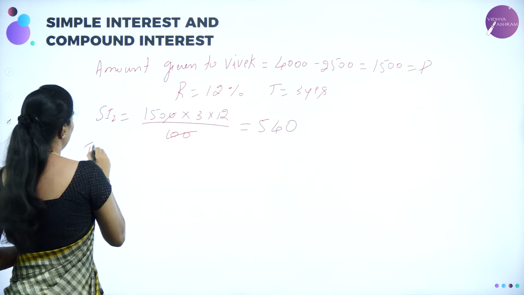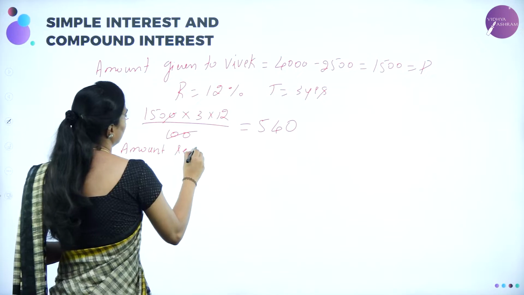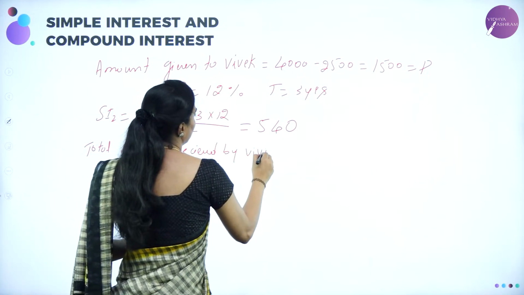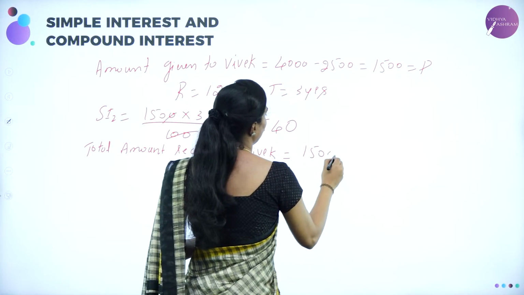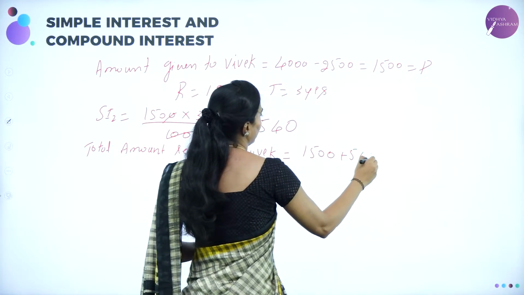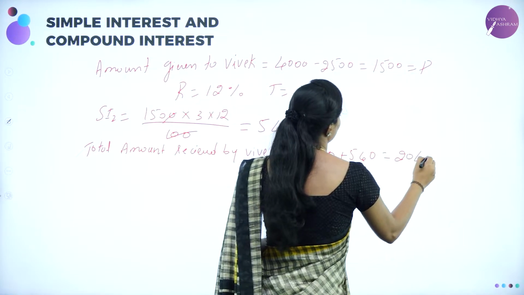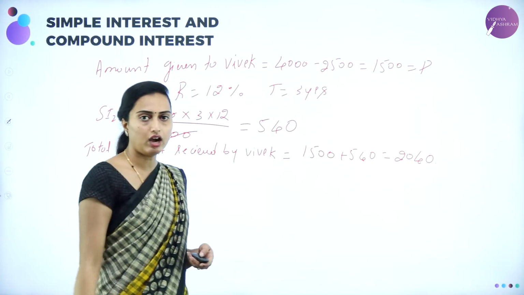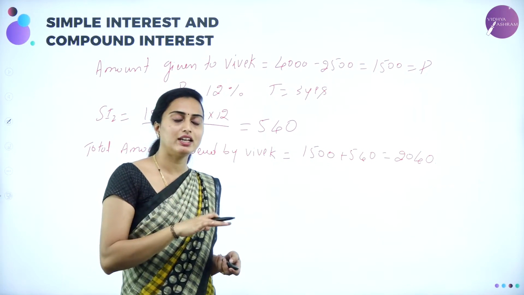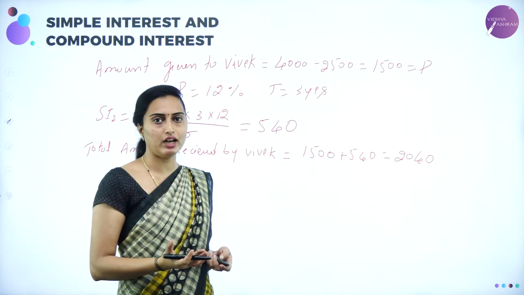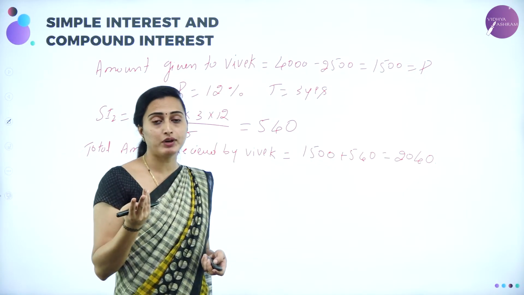Now the total amount received by Vivek. What is that? Principal amount plus 540. That is 1,500 plus 540, which is 2,040. Okay. Now he is going to have both Jason and Vivek. How much is he going to collect? 4,000 at 6% per annum.